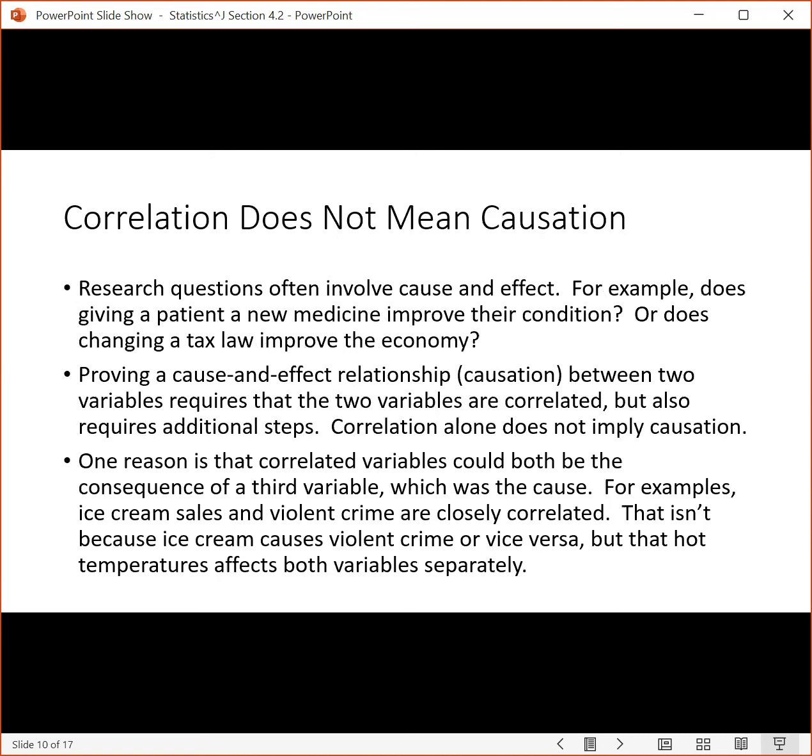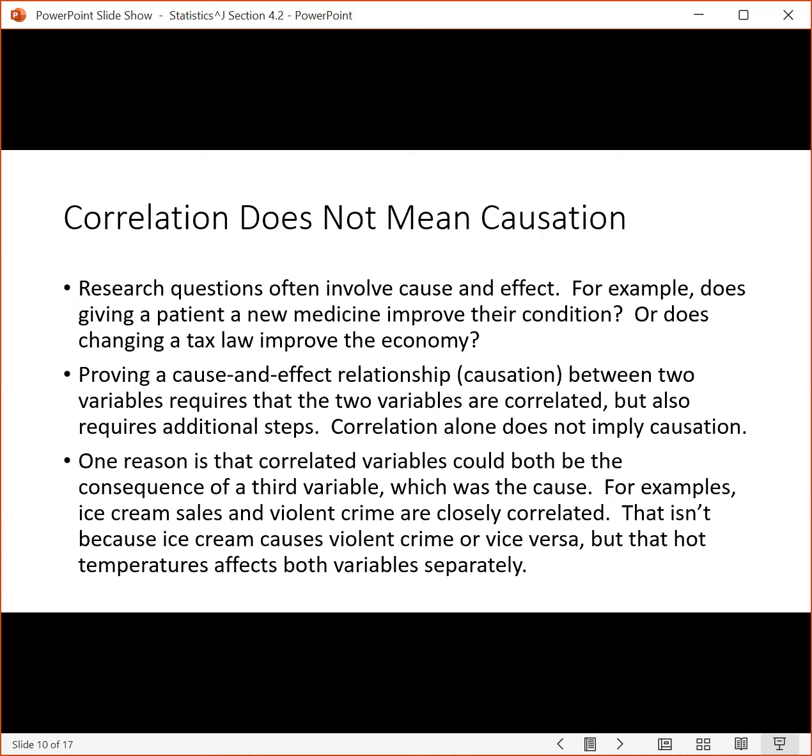For example, does giving a patient a new medicine improve their condition? So the cause is you give the new medicine, the effect is that it improves their condition. Or does changing a tax law improve the economy? The cause, you change the tax law, the effect, you improve the economy. People like cause and effect relationships.